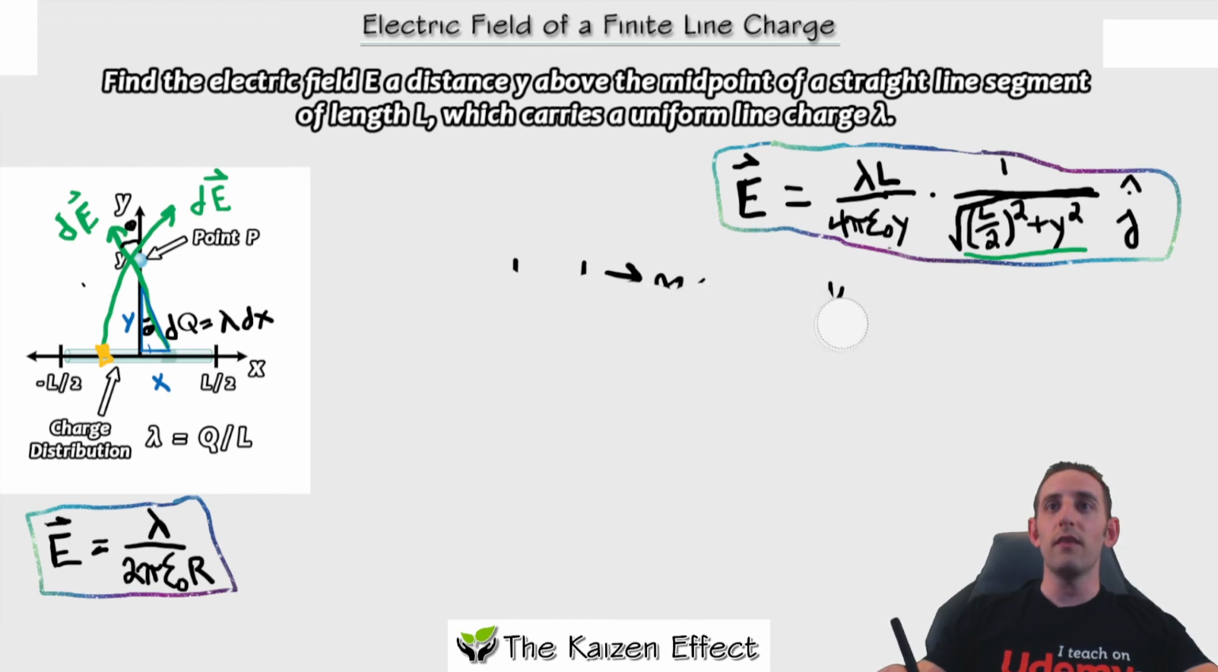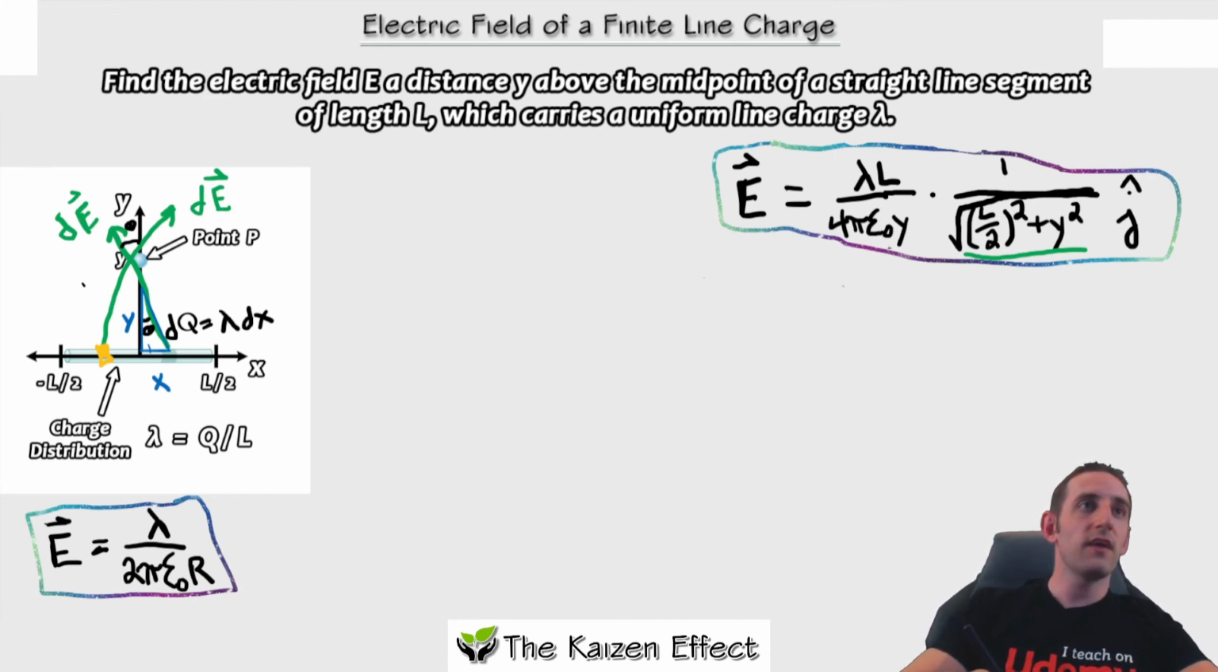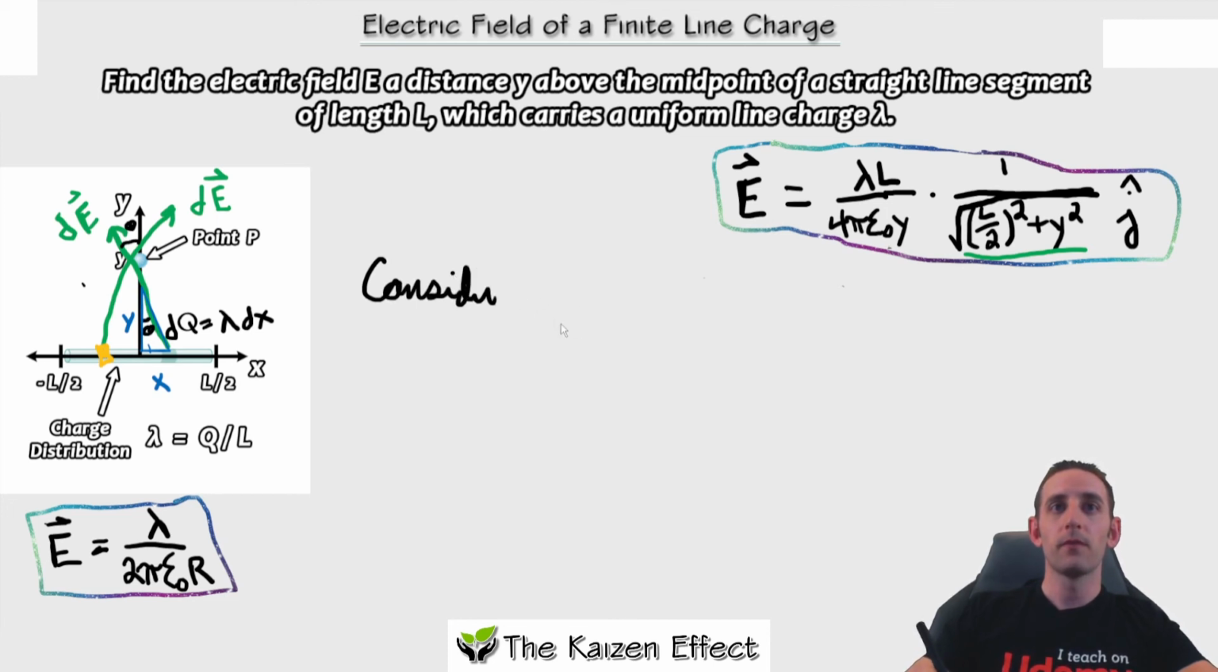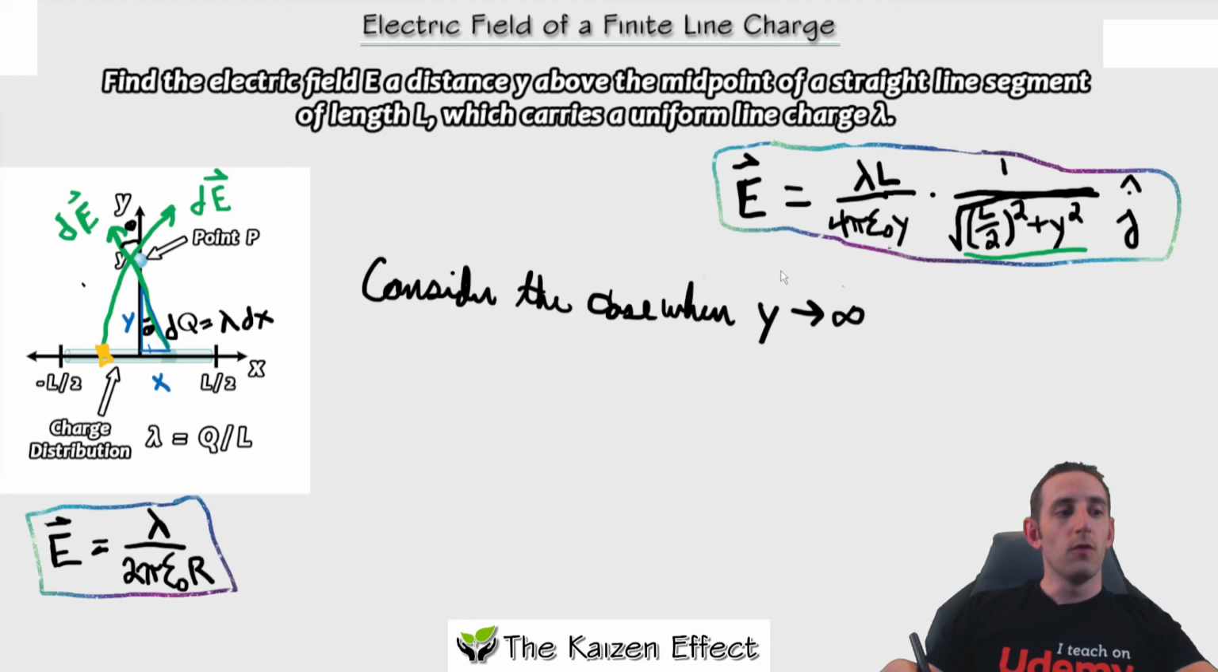Next, you want to see what this result looks like if you travel very far away from where this line charge actually is. So the case we want to consider is when y, the distance of interest, goes to infinity. In that case, y is much larger than L. So we're going to play a similar game to what we did previously, and we get the following.